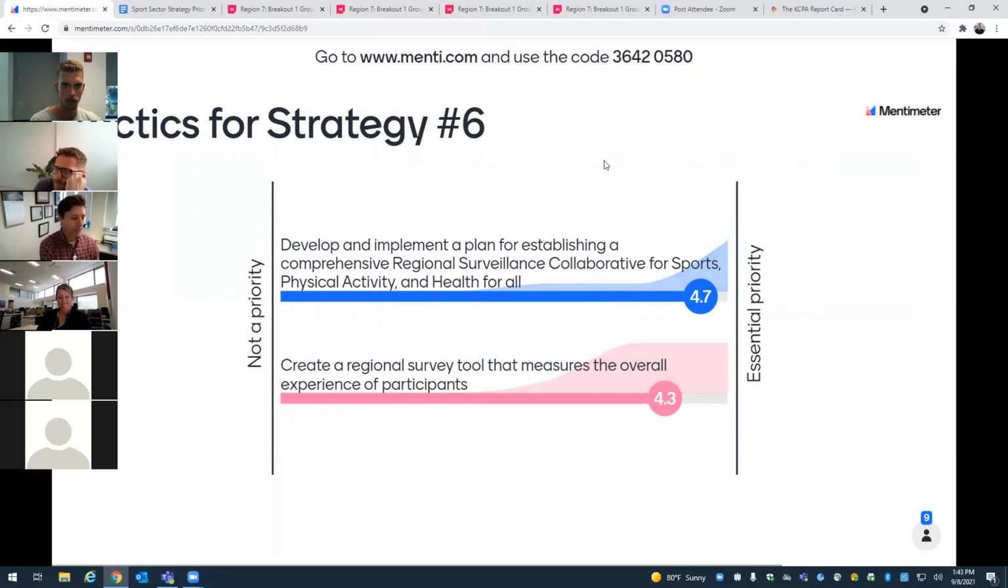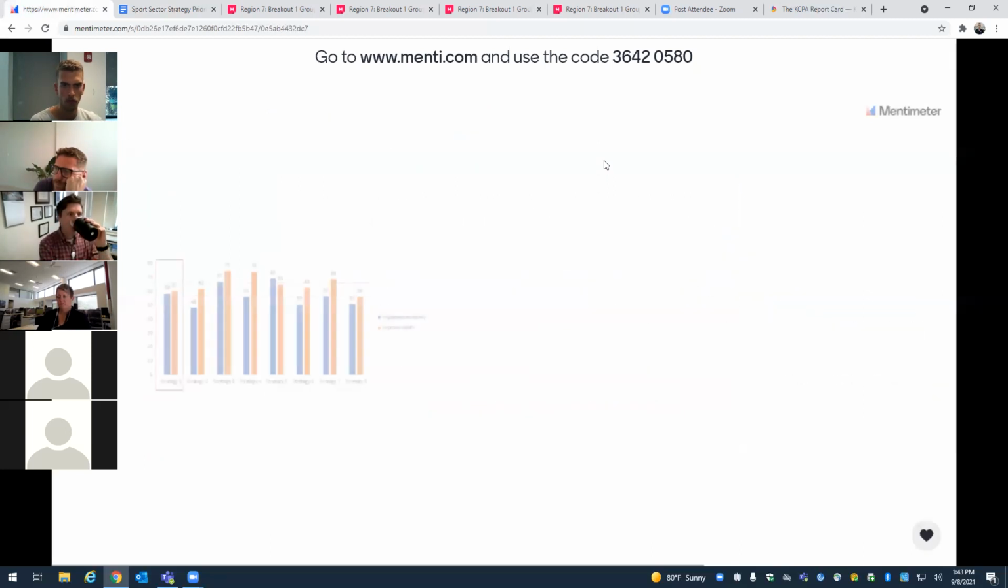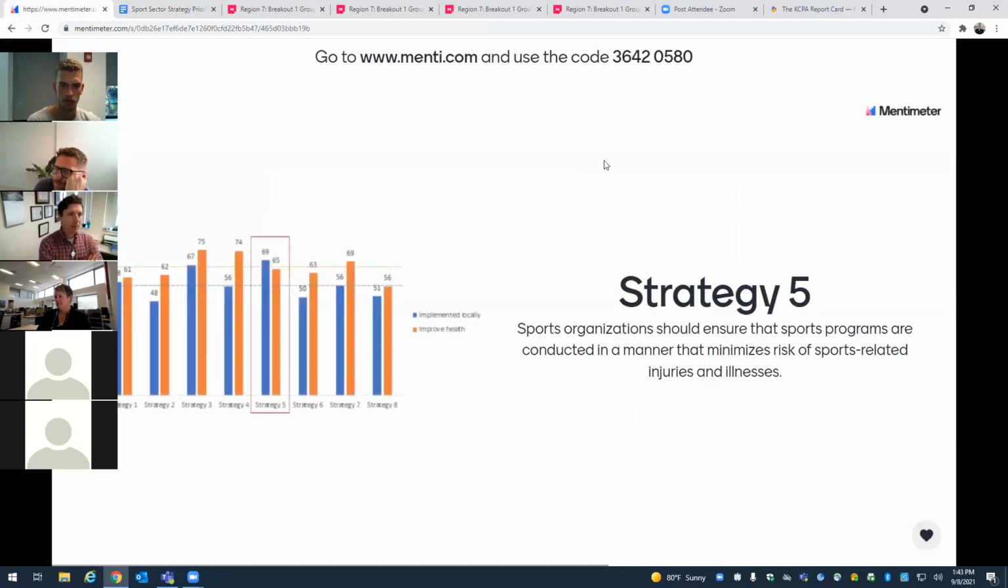Yeah, no problem. Let's move on. We'll move back here to strategy 5. All right, so strategy 5, sports organizations should ensure that sports programs are conducted in a manner that minimizes risk of sports related injuries and illnesses. So I know we have a lot of sports medicine doctors and such in our sports sector. So I think that's part of the reason why it was one which rose to the top. There's also obvious implications right now for bringing sports back during COVID, after COVID, with whatever else is coming in the future as well. Obviously, flu season's always interesting with group sports as well.